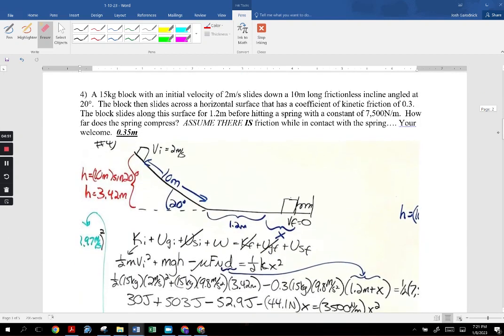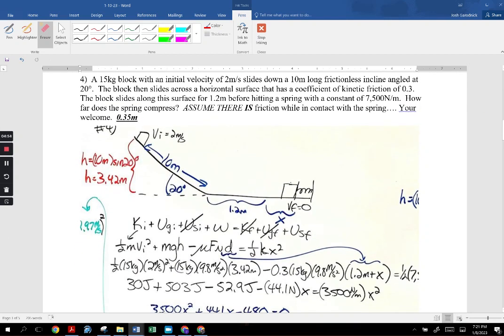This last one's a little ugly because you get a quadratic. But it is moving in the beginning. It's above height 0 in the beginning. And again, I always do this because it's just nice. The spring is initially not even being touched by the mass. There's work done by friction, and then the spring is compressed in the end.